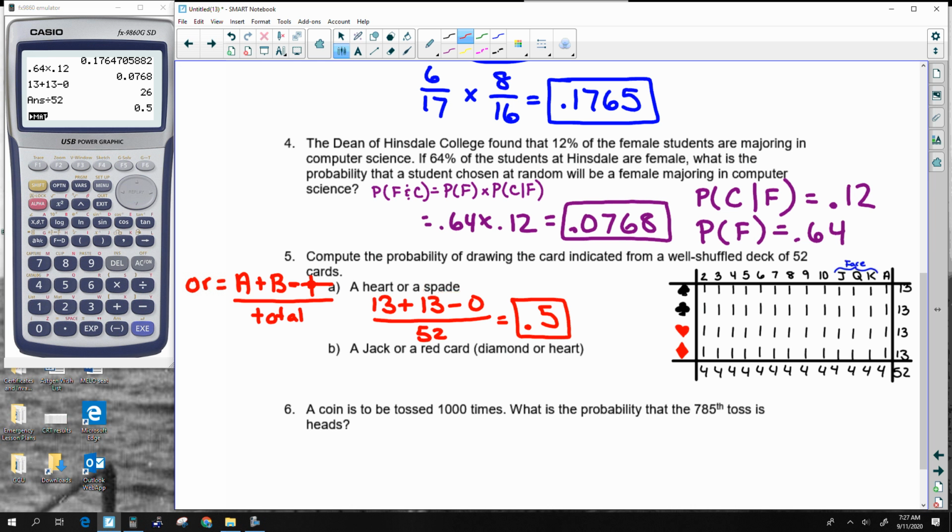So we have a jack, 4, or a red card, which there's 26, minus the intersections, which are 2.